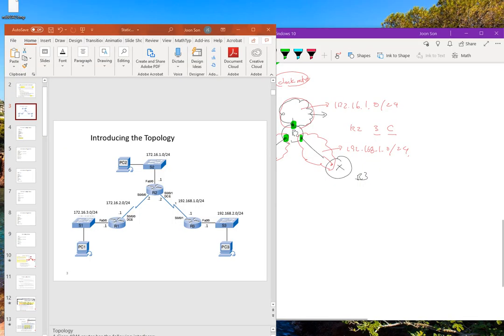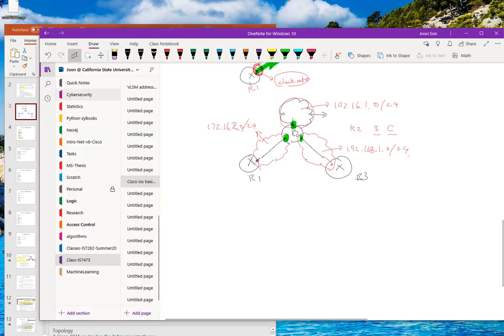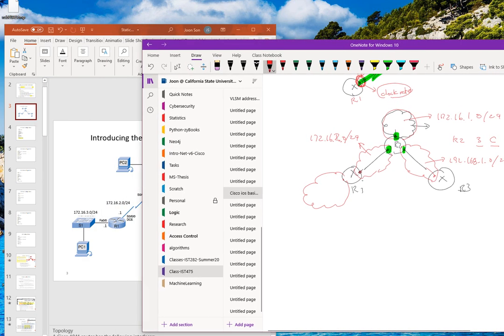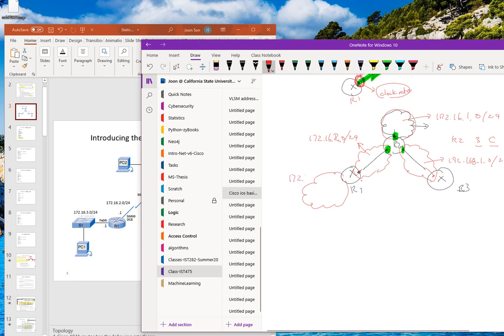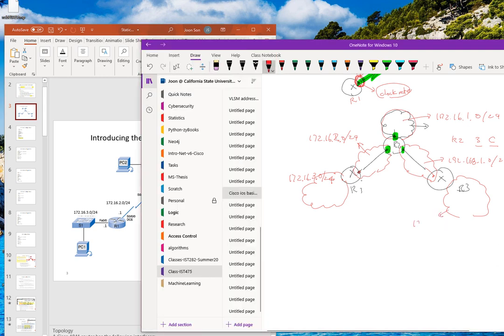Okay, so before configuring static routing on R1, R2, and R3, let's take a look at this topology. Let me just draw the network diagram. There's another network in here, and the IP address of this network is 172.16.3.0/24. And there's another network, and that network IP address is 192.168.2.0.